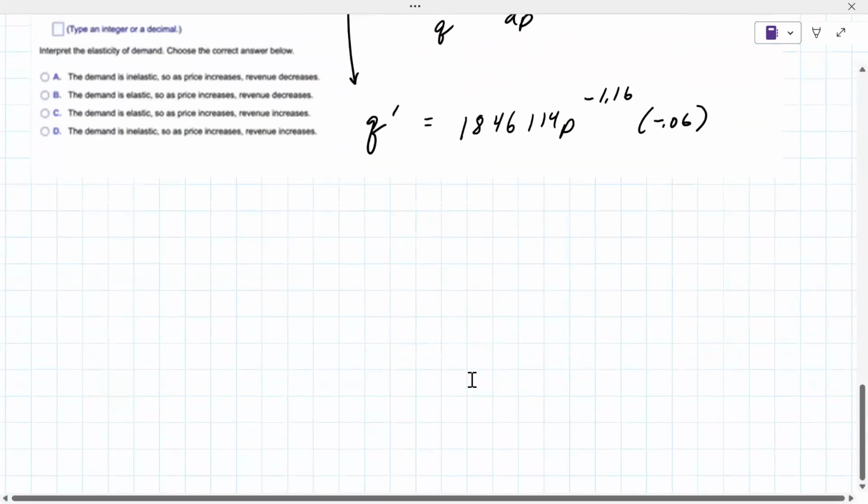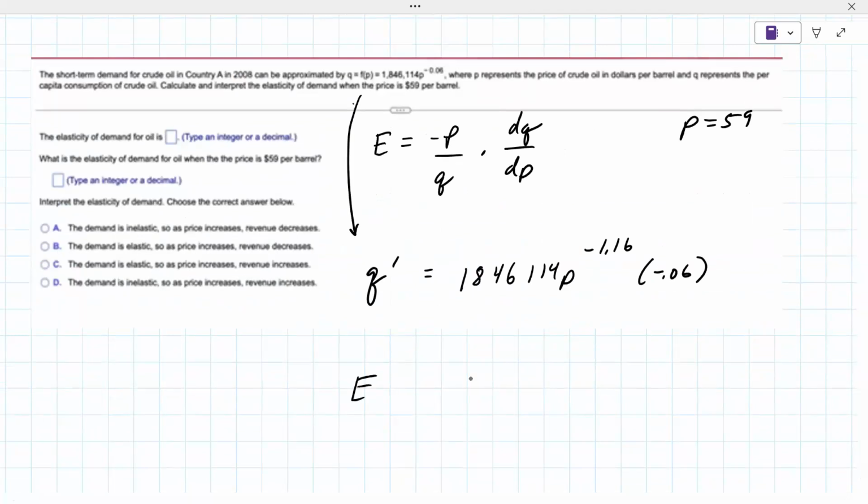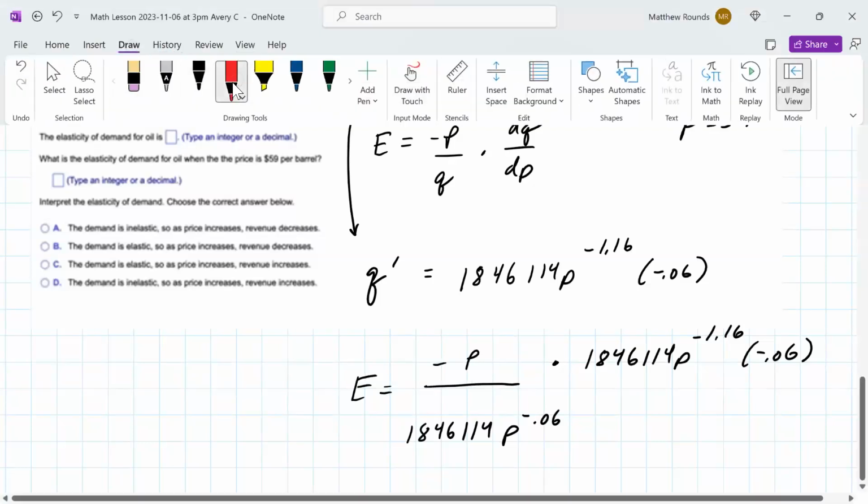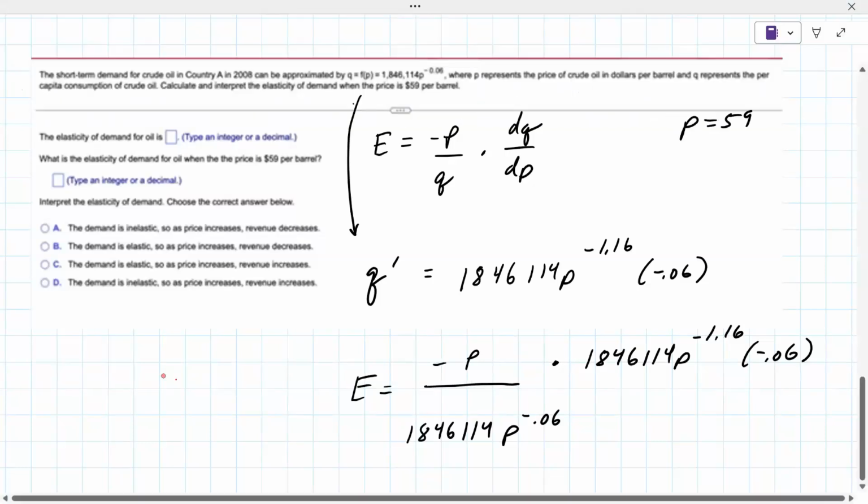All right, so the formula for E is minus P over 1846114 P to the minus 0.06, times 1846114 P to the minus 1.16 times minus 0.06. And you might be wondering why I'm writing all this out. It's because there's going to be some cancellations.